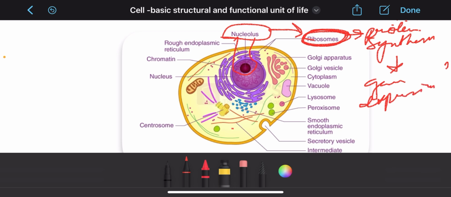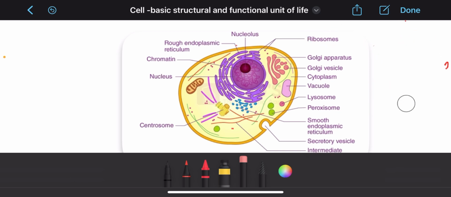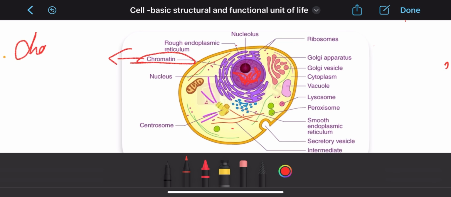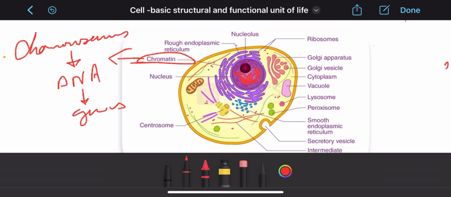Now, within the nucleus, you can find chromatin fibers which later condense. You can see these thread-like structures, known as chromatin fibers, which form chromosomes. These chromosomes are responsible for carrying genetic information as they have DNA in them. Chromosomes carry hereditary information in the form of genes. DNA contains genes.